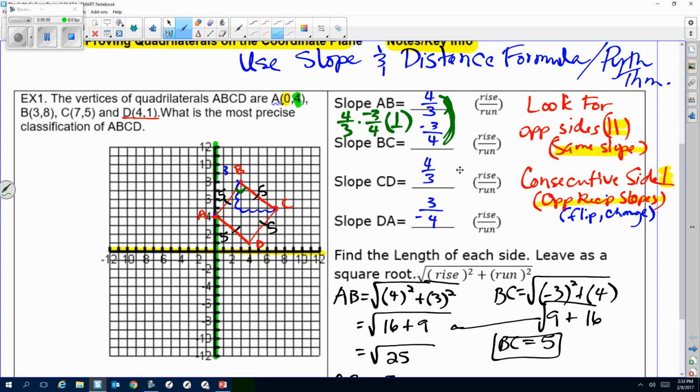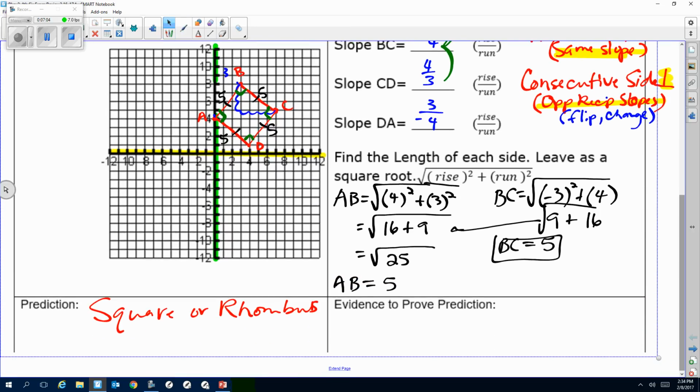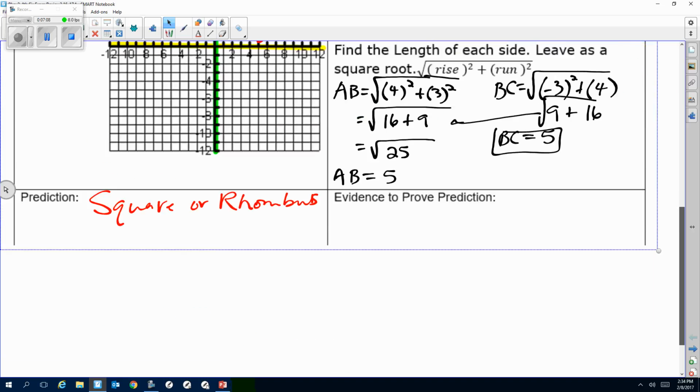So there's a right angle right there. If I go to the same thing, negative 3/4 to 4/3, so now I'm proving that I have 4 right angles because I have consecutive sides that are perpendicular. So the key to this, look for parallel, same slope, look for perpendicular. So evidence to my prediction, well, this is actually a square. The answer here was the square.